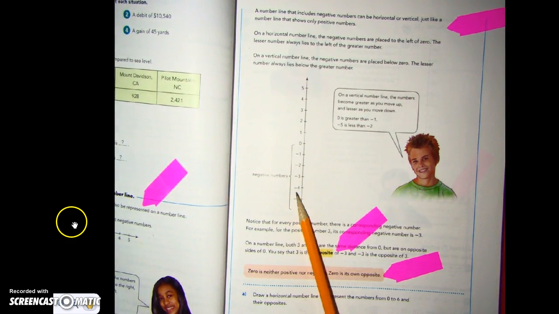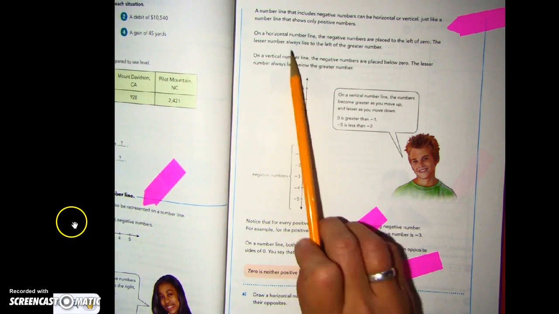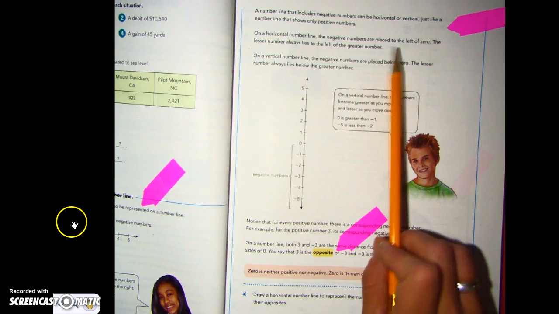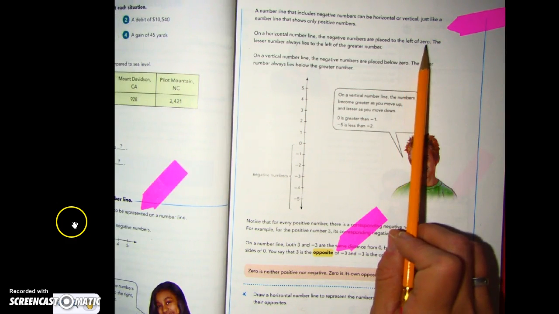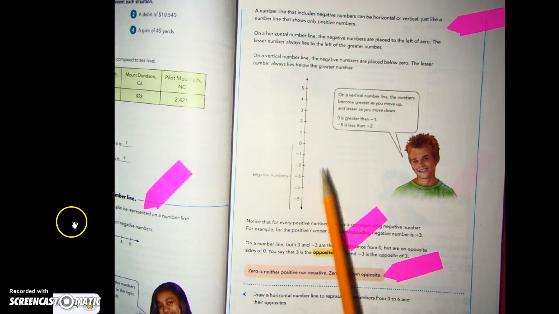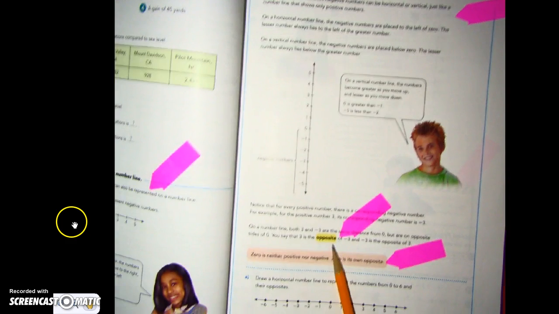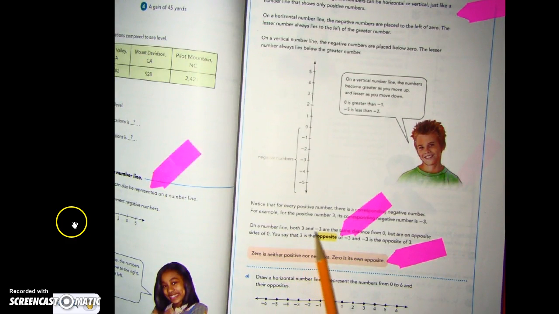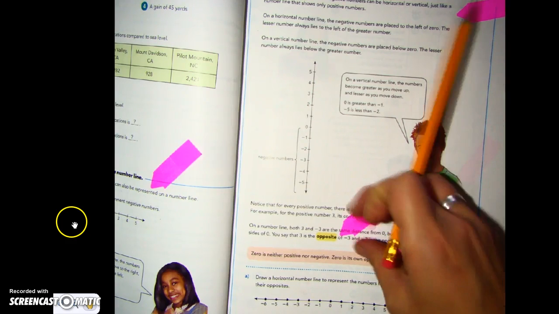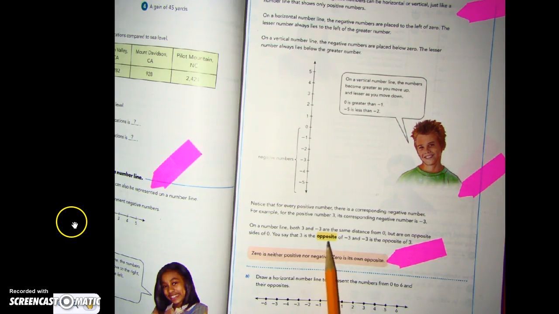Next page: a number line that includes negative numbers can be horizontal or vertical, and we already kind of talked about that in class. The ones to the right on a horizontal number line will be higher than 0, and the ones to the left will be lower. One thing I want to point out here is that on a number line, 3 and negative 3 are the same distance from 0. One is to the left, which would be the negative number, and one is to the right. I'll move my little arrows here so you can see. Those would be called opposites. 3 is the opposite of negative 3, and 0 is neither positive nor negative.